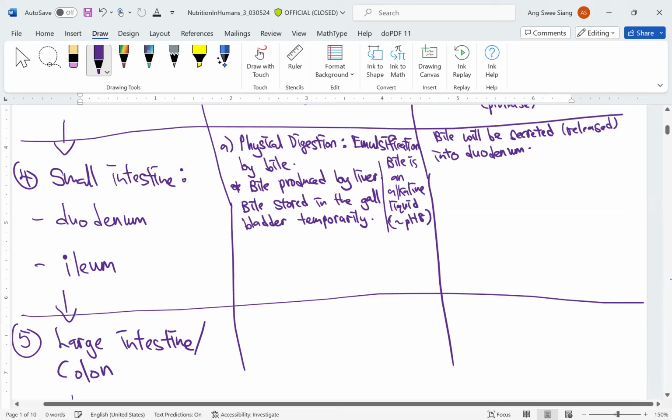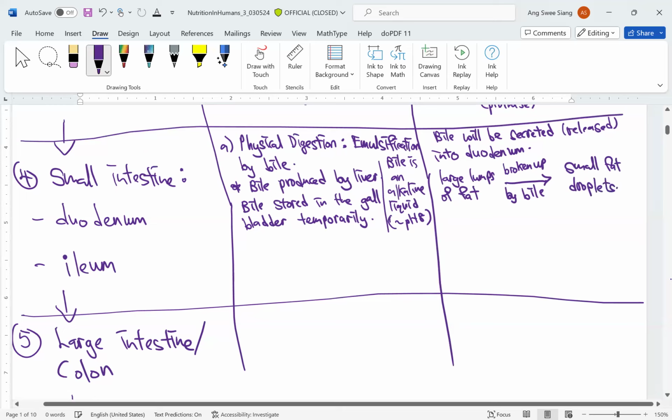So bile will be secreted into the duodenum for what? Physical digestion of fats. When we say emulsification, basically when I have large lumps of fats, they are broken up by bile into small droplets, into small fat droplets.